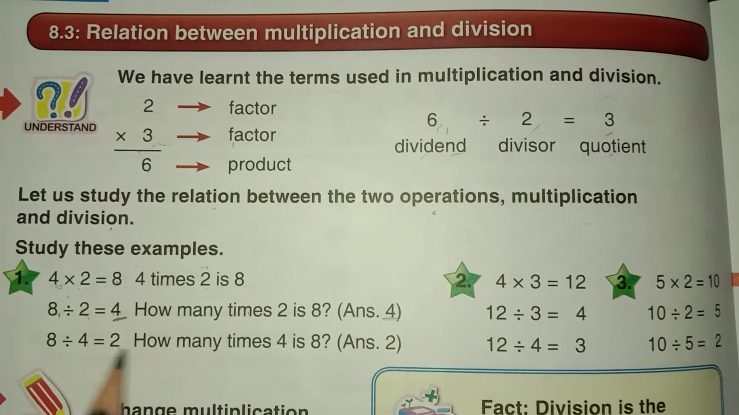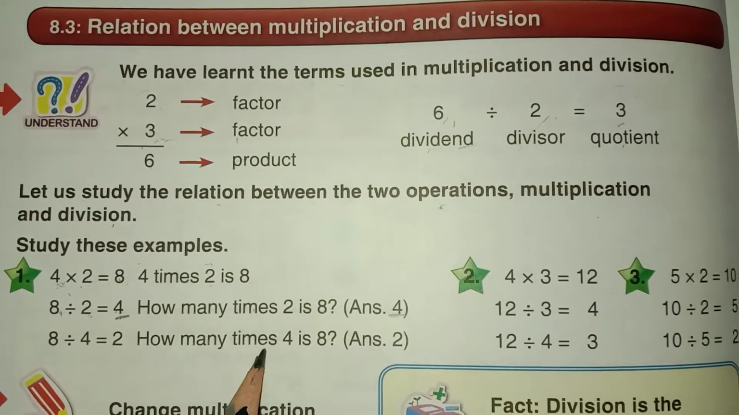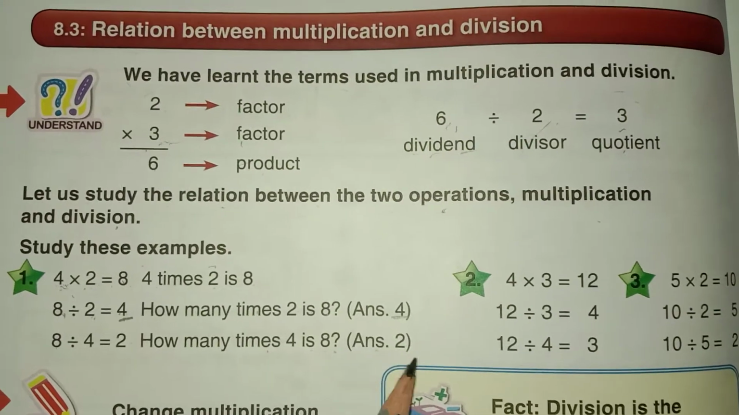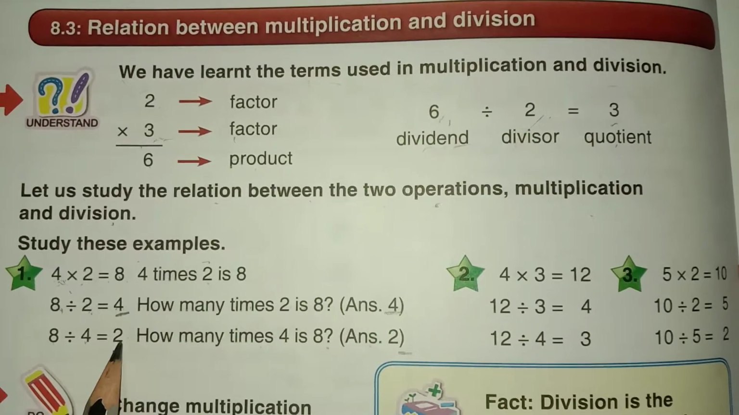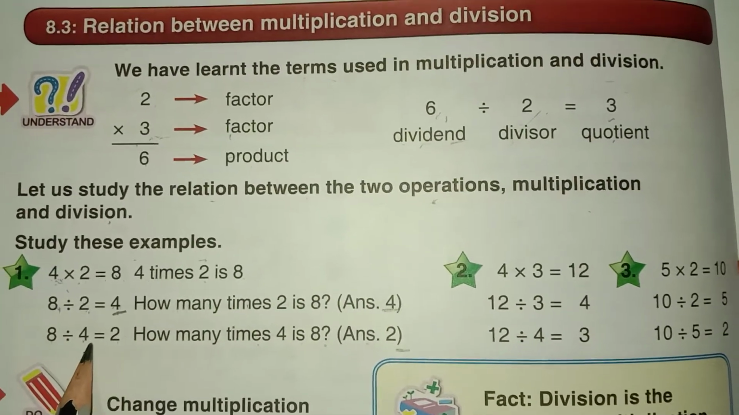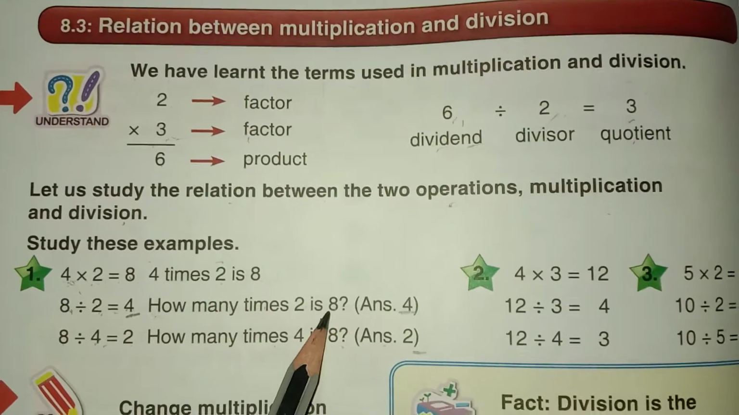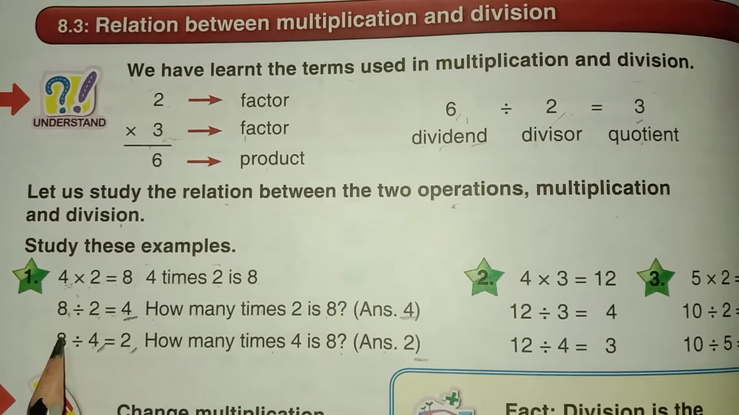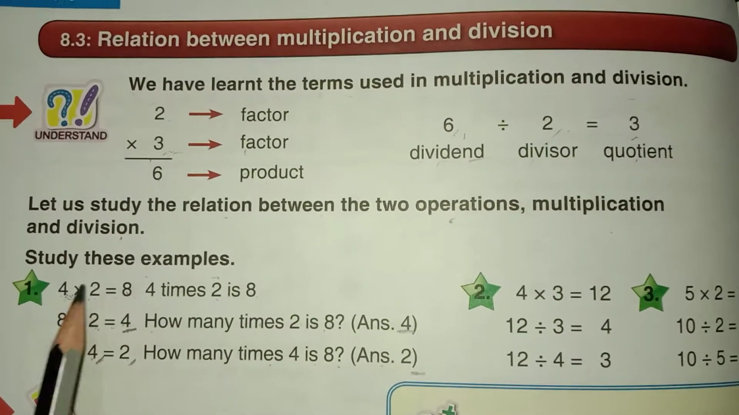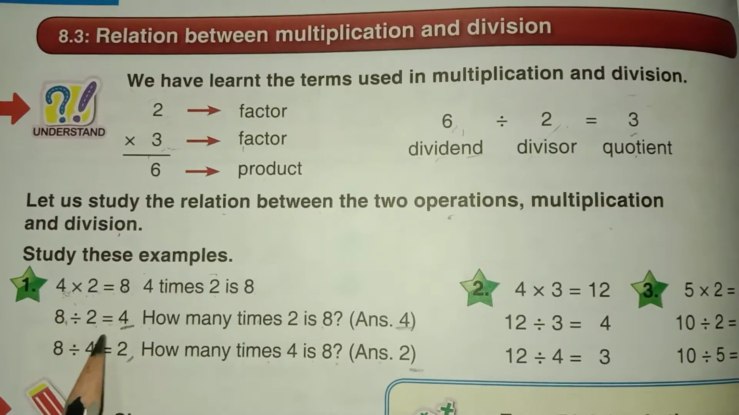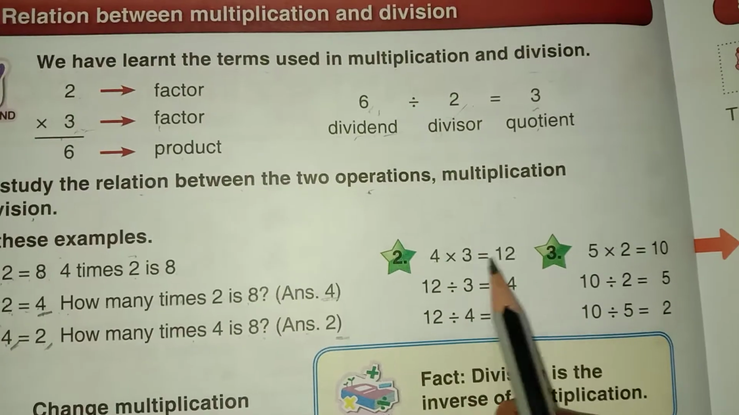Like that, 8 divided by 4 is 2. How many times 4 is 8? The answer is 2. 2 times 4 is 8. The reverse of multiplication is division.